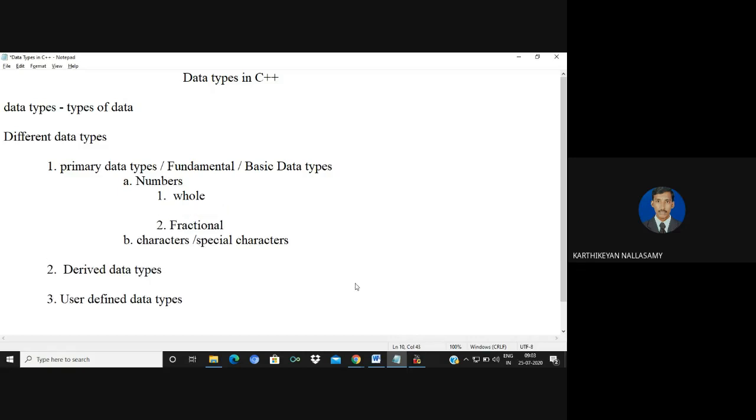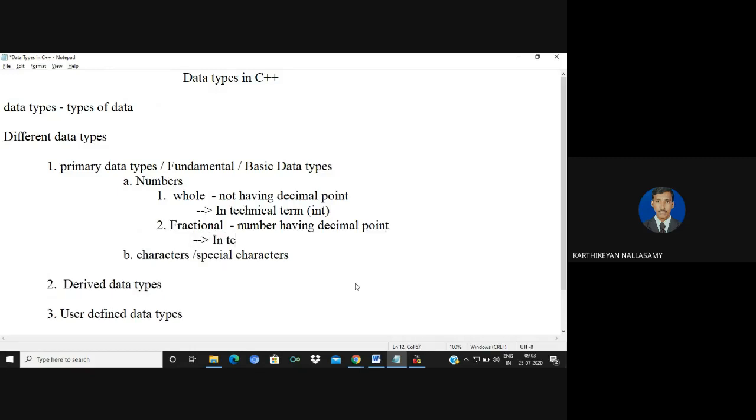In mathematics, a whole number means the number is not having any decimal point. In technical terms, a single data type is supported for it, called an integer. And the fractional number is a number having a decimal point. In technical terms, there are two data types supported for representation of the fractional number. It may be a float or a double.